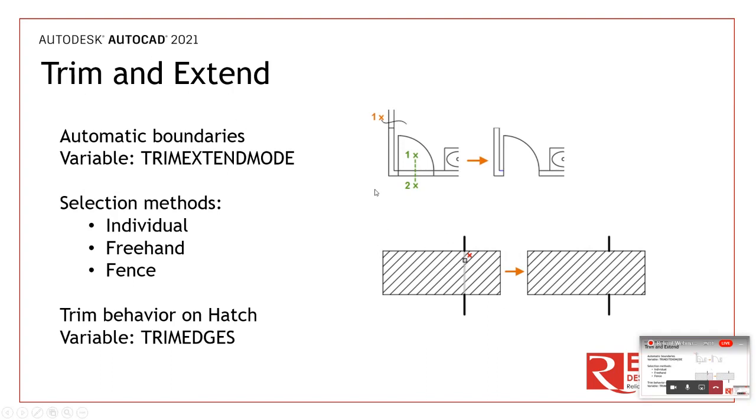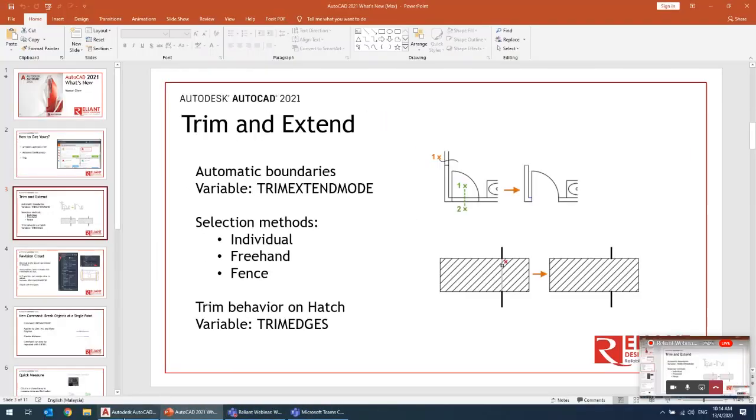In the previous version, when you started the trim command, you must select the appropriate boundary and then select the object, right? In the newer version, the boundary is selected automatically. This would save our time. So let me show you. Let's go to the software.